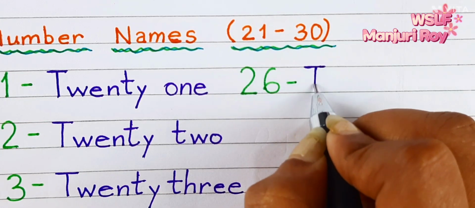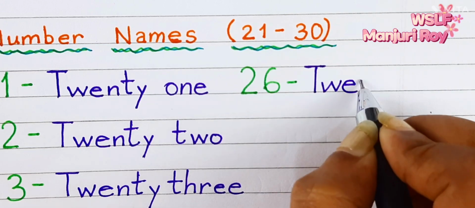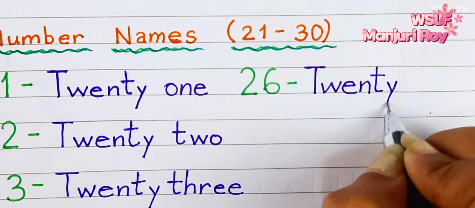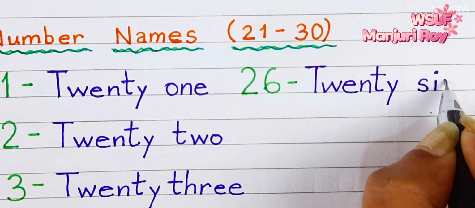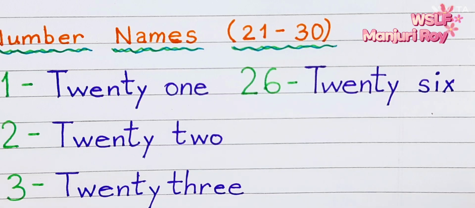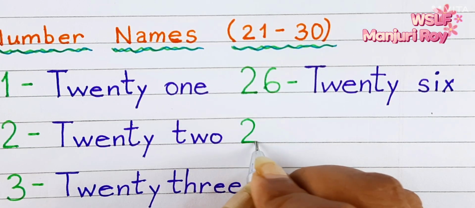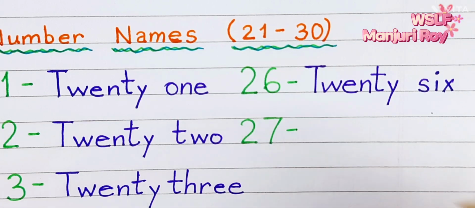T-W-E-N-T-Y, 20. S-I-X, 6. Twenty-six. 2, 7, 27.